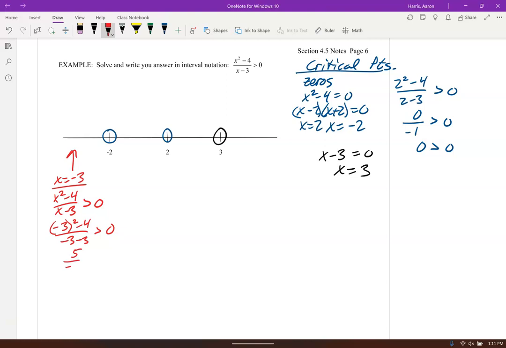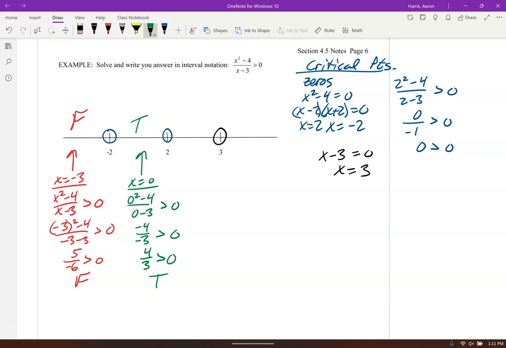So we have 5 over negative 6. Is that greater than 0? We say false. Let's test between them. Maybe 0. Is 4/3 greater than 0? That's true. Oh, this one's a little awkward. I'm going to have to do something between 2 and 3, like 2.5, so like 5 halves.